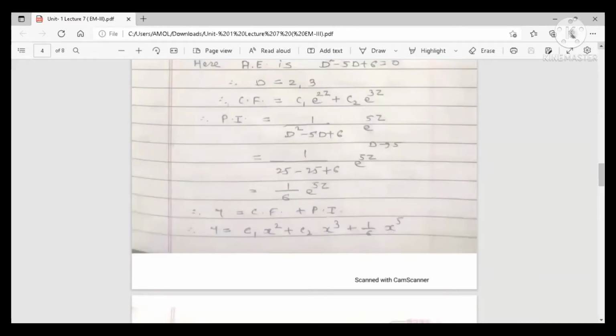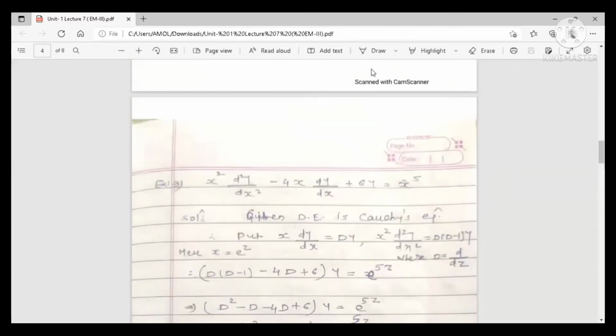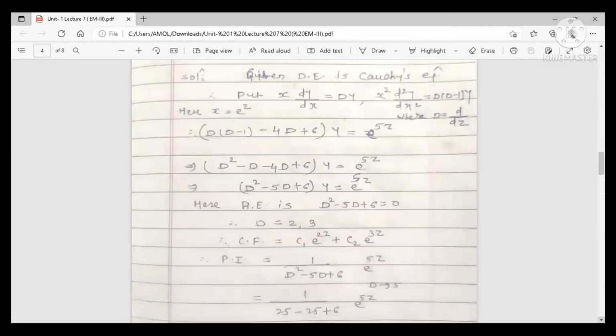This is the second example. You try yourself. x square into d2y by dx square minus 4x dy by dx plus 6y is equal to x raised to 5. In this example also, with every derivative term, there is a polynomial function of the same degree. So the given differential equation is Cauchy's equation. So you take it as homework and try to solve this example.